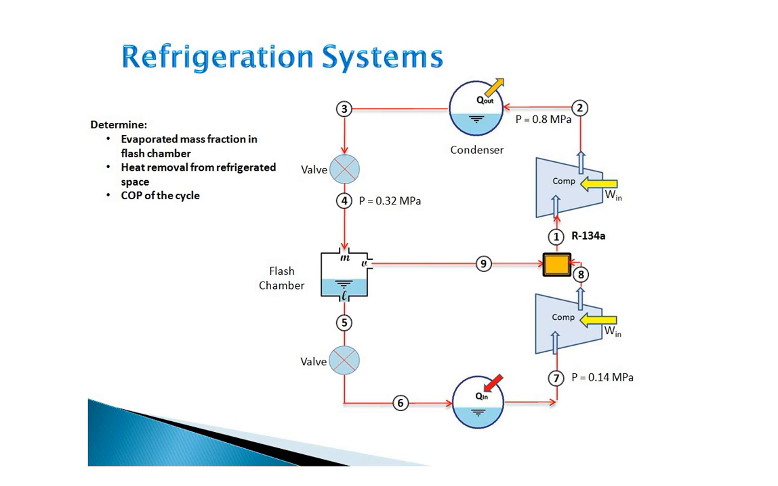The liquid leaving the flash chamber is throttled to the evaporator pressure. It cools the refrigerated space as it vaporizes in the evaporator. Assuming the refrigerant leaving the evaporator is a saturated vapor and no losses in the compressors and connecting pipes, we want to determine per unit mass of the refrigerant the mass fraction of the vapor leaving the flash chamber, the amount of heat removed from the refrigerated space, and the compressor work and coefficient of performance of the cycle.